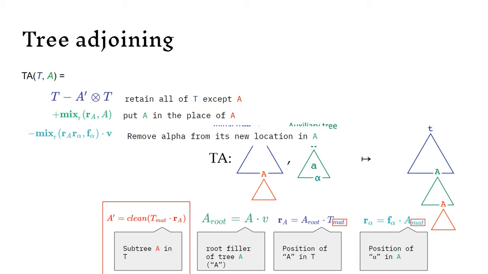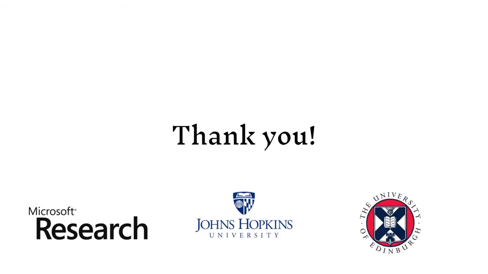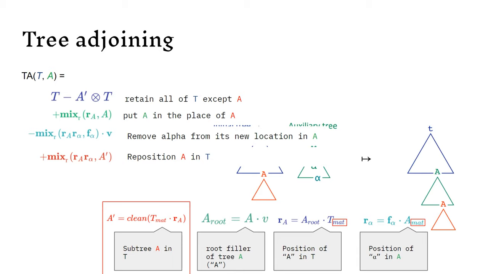So that's now at the position of the red A tree, times the position of alpha, matrix multiplication times, in the original green tree. And so we take that, we bind those two together, and we multiply it by V. Finally, we reposition A in T to be at that spot where alpha is. And now we have this tree on the right here.